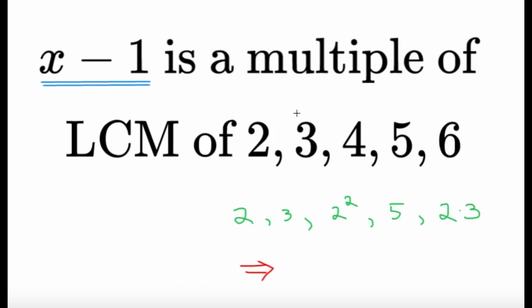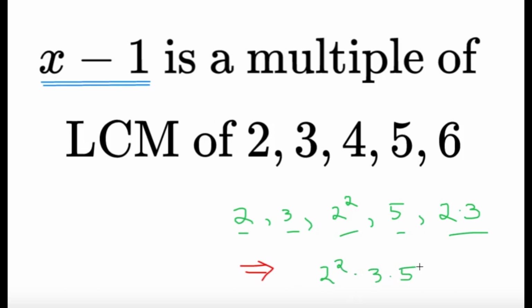Since we're talking about being a multiple of a lot of numbers, let's just try to take the LCM. So we can say that x minus 1 is a multiple of a certain number. All you have to do is take the LCM of 2, 3, 4, 5, and 6. Here we have the prime factorizations of all these 5 numbers. By elementary techniques, the LCM would be 2 squared times 3 times 5.